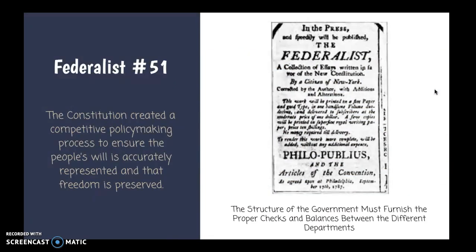We also have to talk about Federalist number 51, which talks about checks and balances, the three branches of government that we talked about that were driven down by Enlightenment thinkers like Montesquieu, where we saw how there needs to be a balance of power, that one branch of the government can't have too much power over the other two.